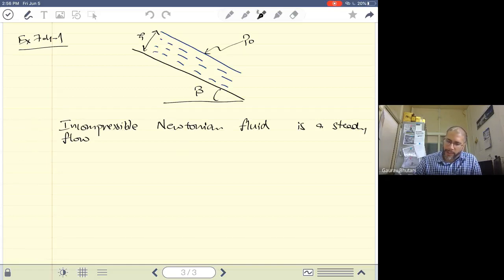And the water is flowing under the action of gravity. So this is an incompressible Newtonian fluid in a steady flow under the action of gravity.